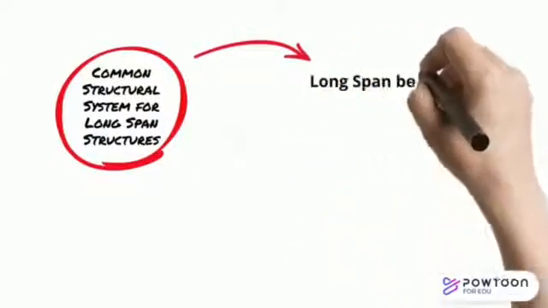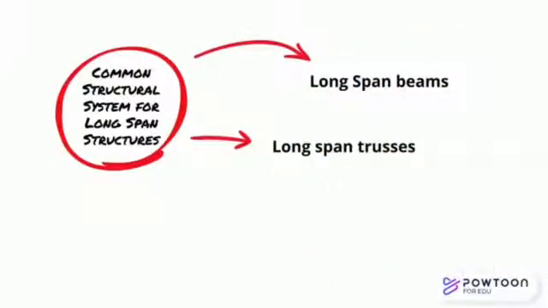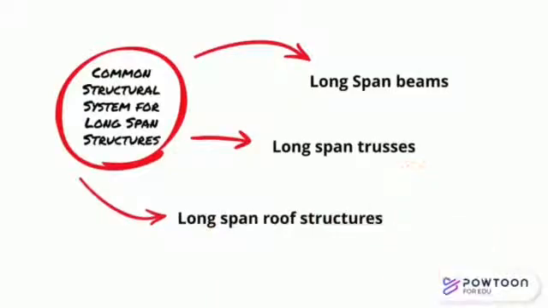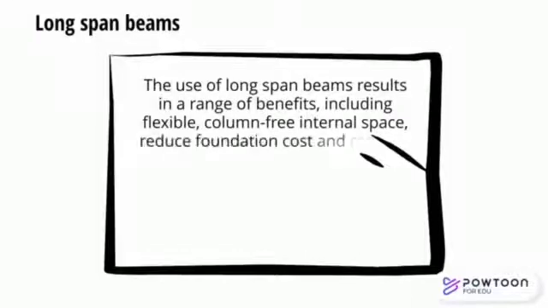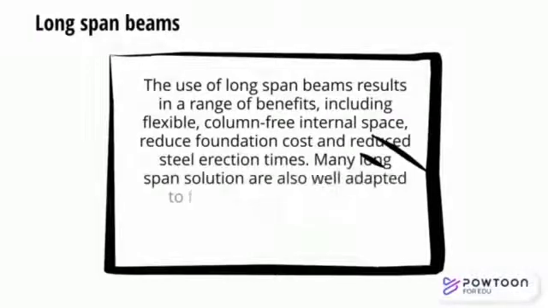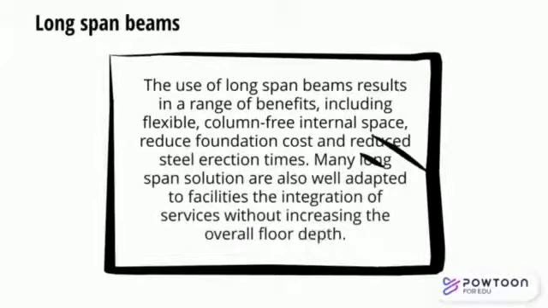There are a few common structural systems for long span structures, such as long span beams, long span trusses, and long span roof structures. Long span beams: the use of long span beams results in a range of benefits, including flexible, column-free internal space, reduced foundation costs, and reduced steel erection times. Many long span solutions are also well adapted to facilitate the integration of services without increasing the overall floor depth.